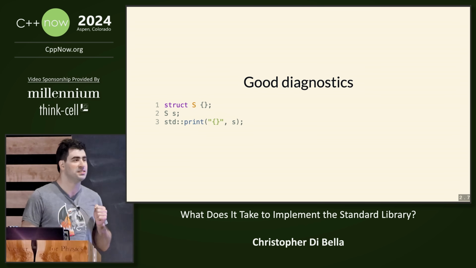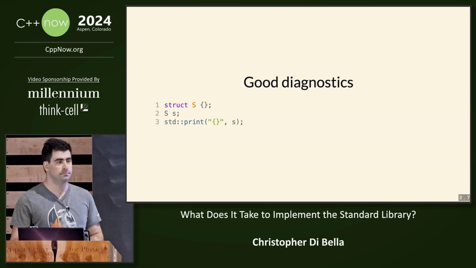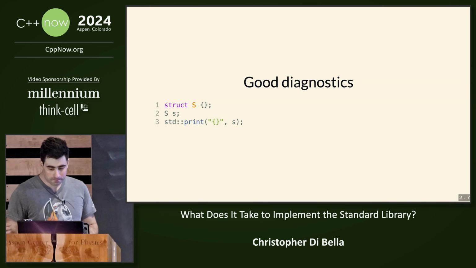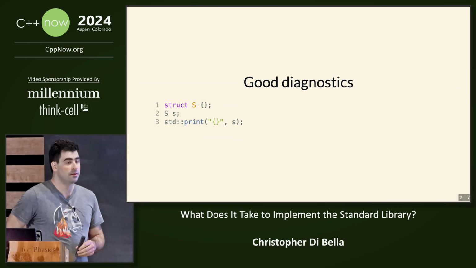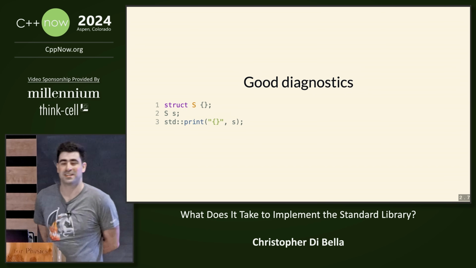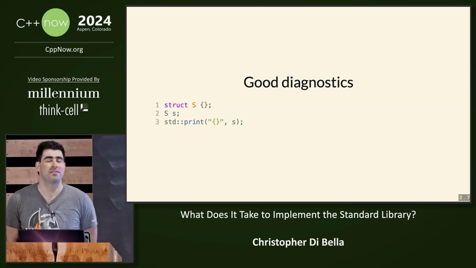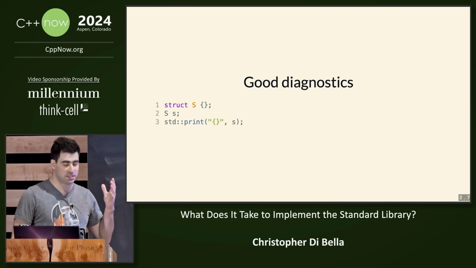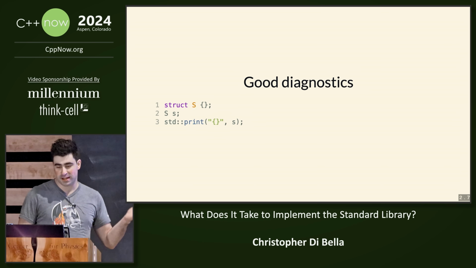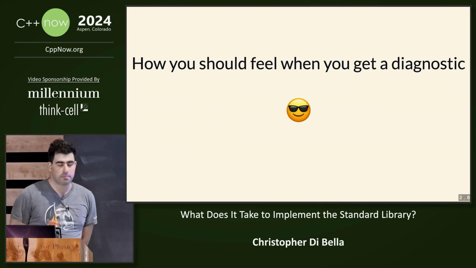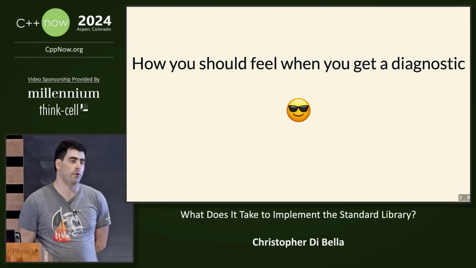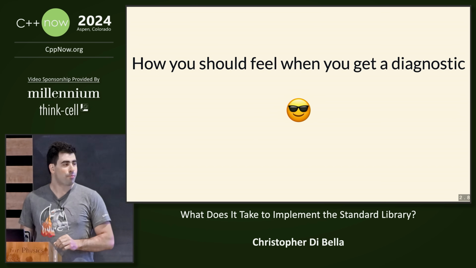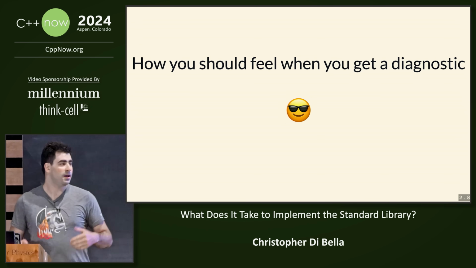Does anyone want to hazard a guess as to why it doesn't compile? It doesn't know how to print an S. It doesn't know how to print an S, correct. You're missing some code. I'm missing some code, yes. We have not provided the formatter specialization to indicate how we print an S. And so we have 3 lines of code. A good diagnostic should make you feel empowered to go back to your code and change it so that way it fixes the problem and you can get on with the job of being a software engineer.